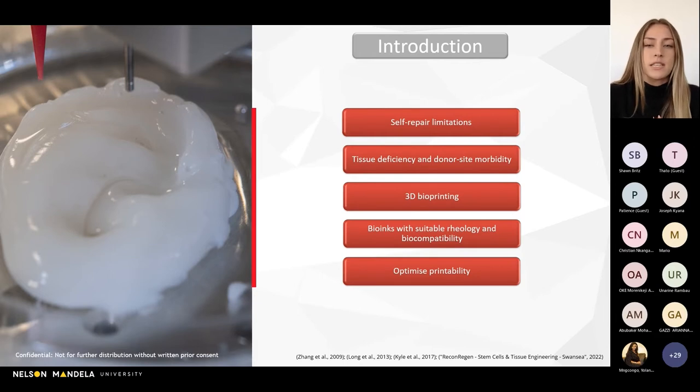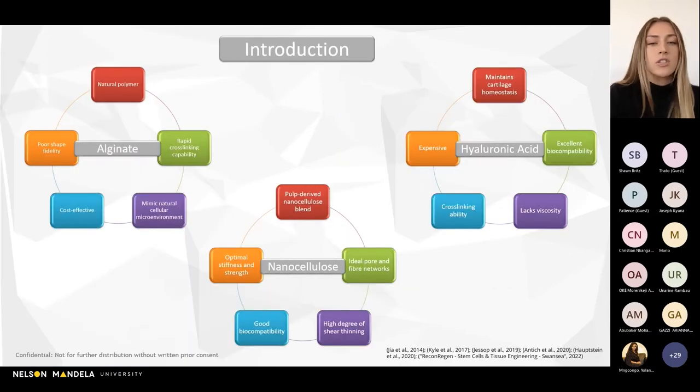For 3D bioprinting to be clinically useful, advanced bioinks need to be produced. The ideal bioink needs to mimic cartilage biologically, possess appropriate chemical and physical properties, and maintain the shape and resolution of the printed design. Alginate, nanocellulose, and hyaluronic acid each have properties which are desirable for potential bioinks.